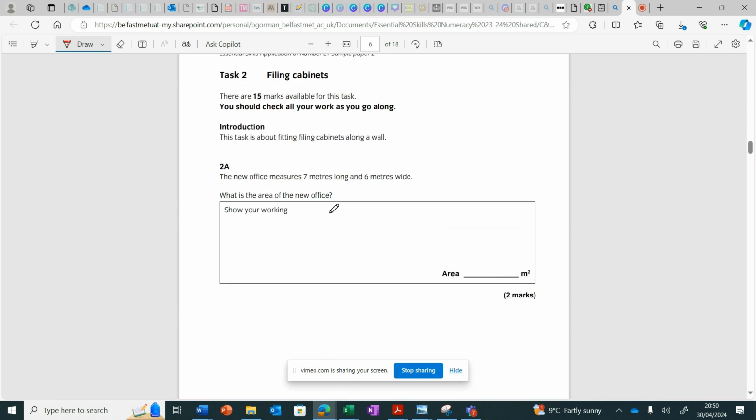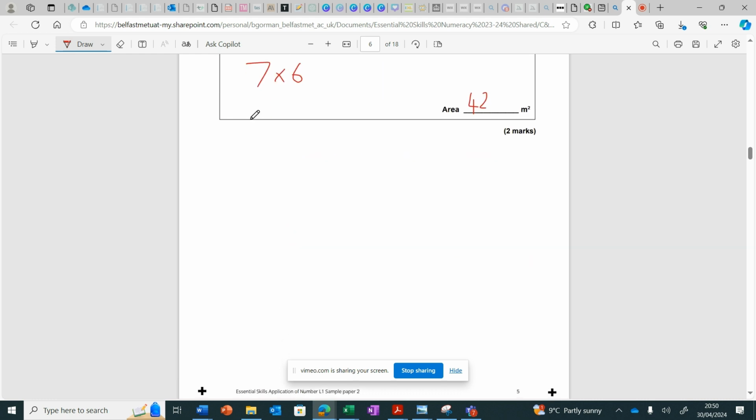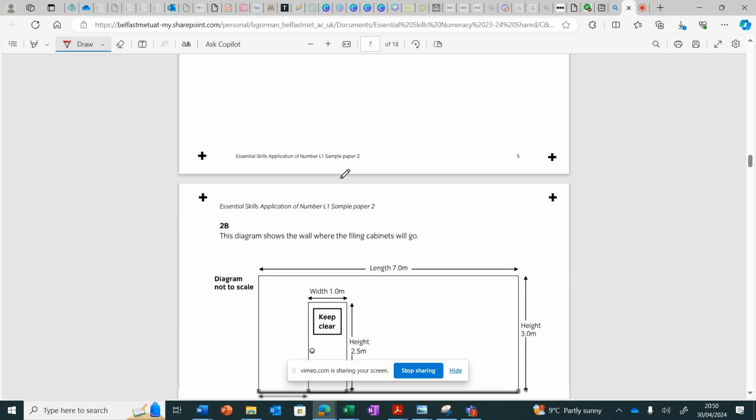Filing cabinets. This is a shape and measure. So we've got an office, that's the size of it. What's the area? Well, the area is the length multiplied by the width, the longest side by the shortest, and we have 42 meters squared. Doesn't matter what order you multiply in, you get the same answer.